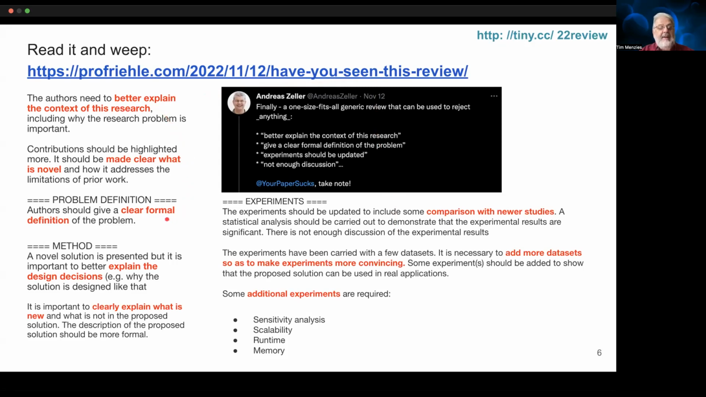And maybe it's useful to define what you're doing before you do it. And maybe it's better to explain the design decisions and what's new here. And maybe there's some algorithm that you have to compare with you didn't do here. And maybe you should use more data sets. And maybe you should talk about sensitivity, scalability, et cetera, et cetera. But every damn paper has got this. Every damn paper.